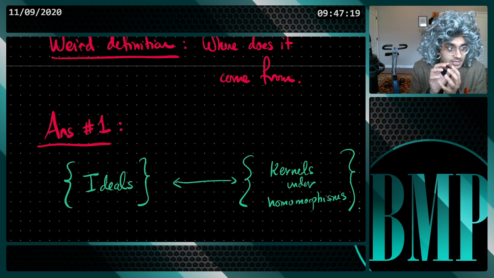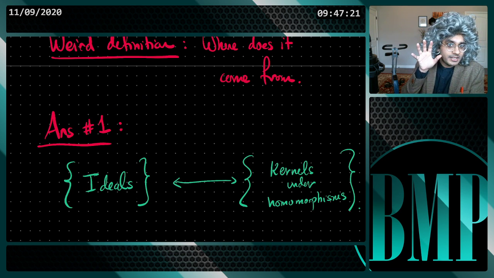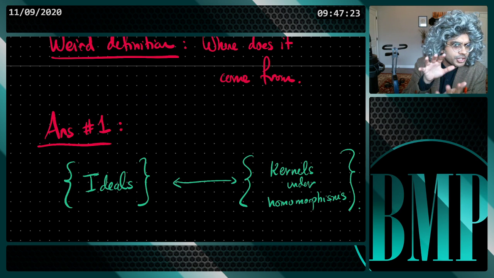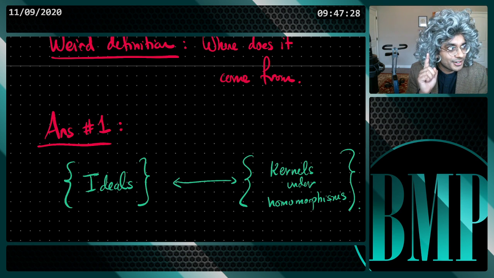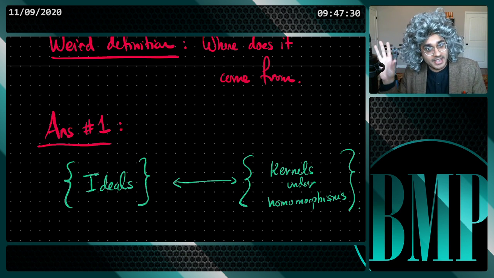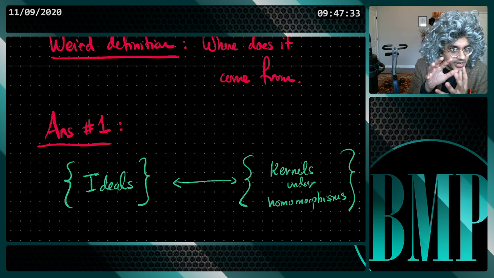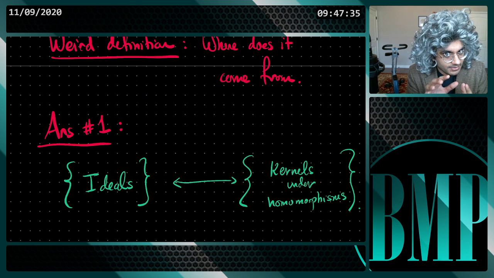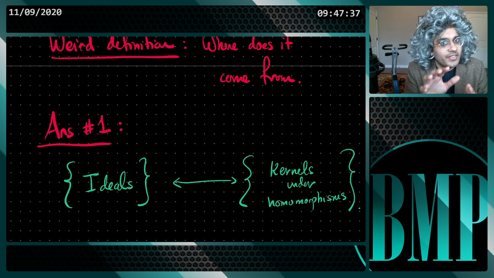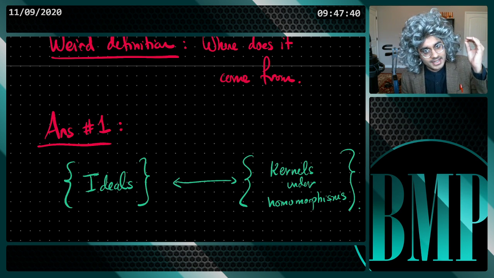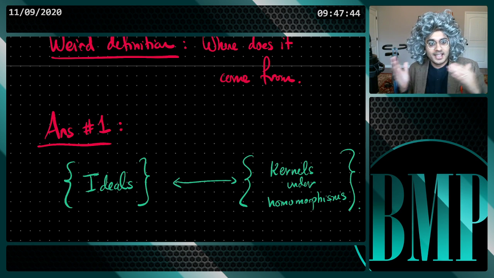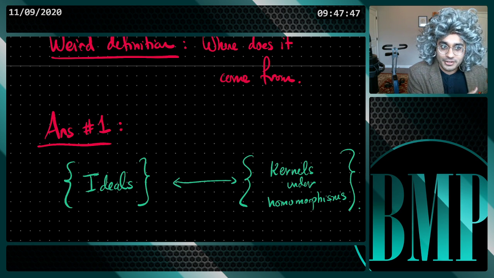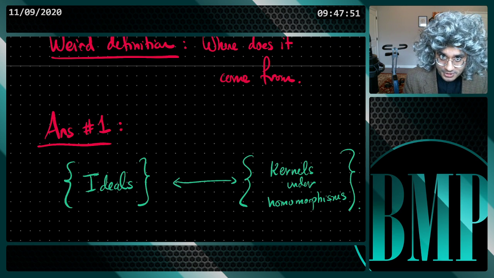And the kernels measure the ability to shrink the ring, or back then, the group. The collapsibility, the non-injectivity of a homomorphism, is measured by a kernel. Okay, so kernels are natural. Ideals turn out to be exactly the type of thing that kernels are.